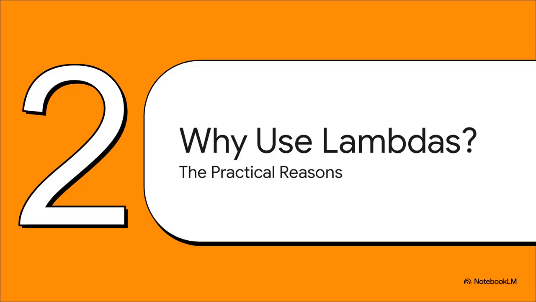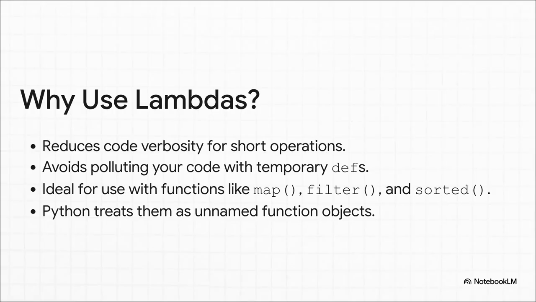returned. Okay, so we know what a lambda is, we know how to write one, but the real question, the one you should always ask, is why? When should you actually reach for a lambda instead of a regular function? Let's dive into the practical side of things. Really, it all comes down to keeping your code clean and readable. Lambdas slash the amount of code you have to write for simple tasks. Plus, you're not polluting your program with a bunch of function names you're only going to use once.